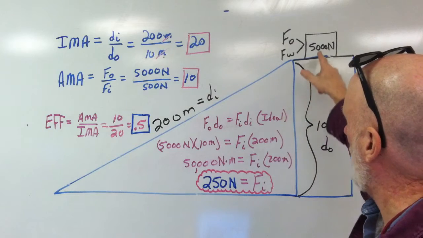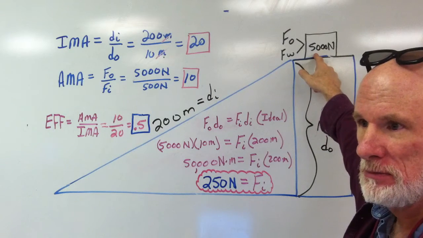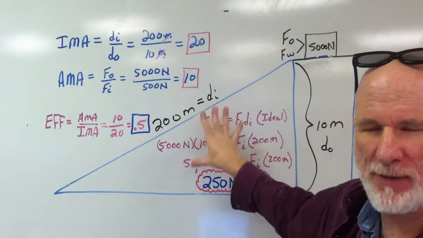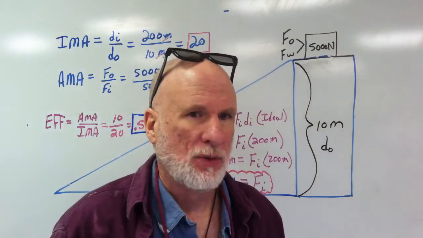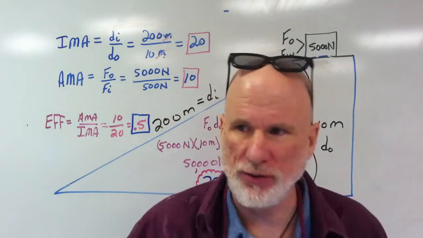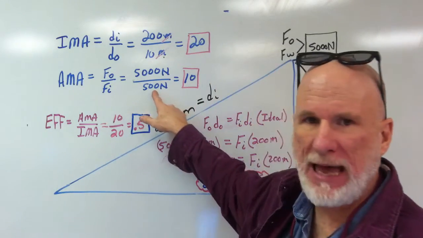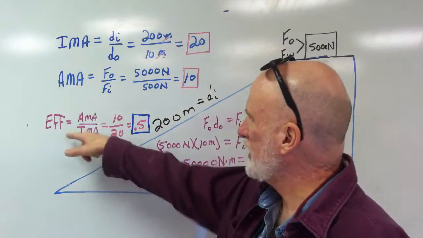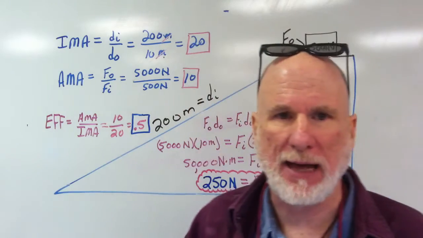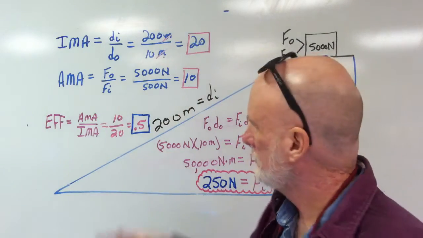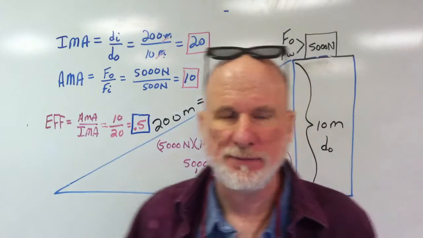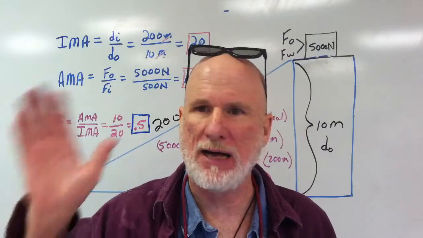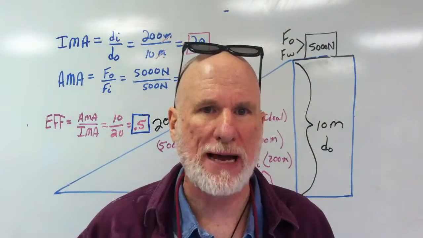5,000 newtons. That's my FO. The FI, the applied force. I don't have it here anymore, but what I had was 500. 500 newtons was my FI. 5,000 over 500, 10. Efficiency, AMA over IMA. 0.5. Don't have to write 50. Everyone understands 0.5. Don't write percentages.